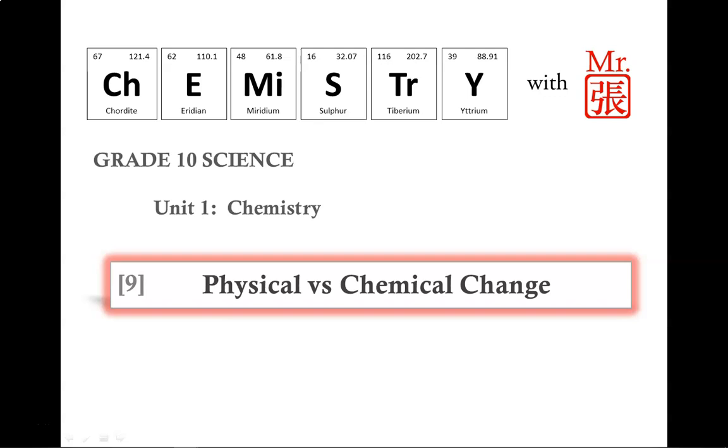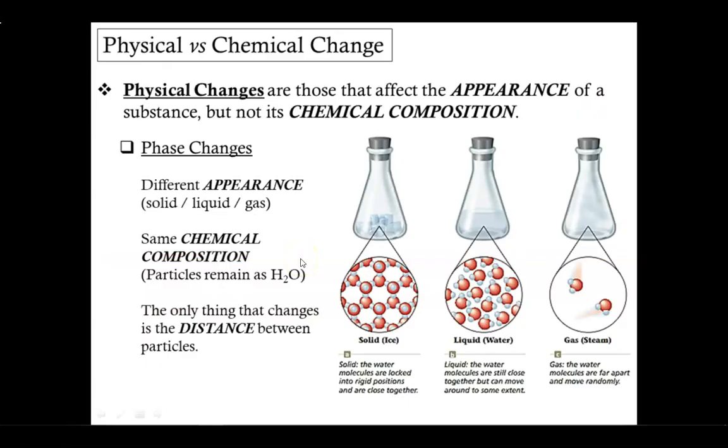In this video tutorial, we will discuss the differences between physical versus chemical change. Alright, let's do a brief review of grade 9 science. Physical versus chemical change. When we talk about physical changes, we are referring to those that affect the appearance of a substance but not its chemical composition.